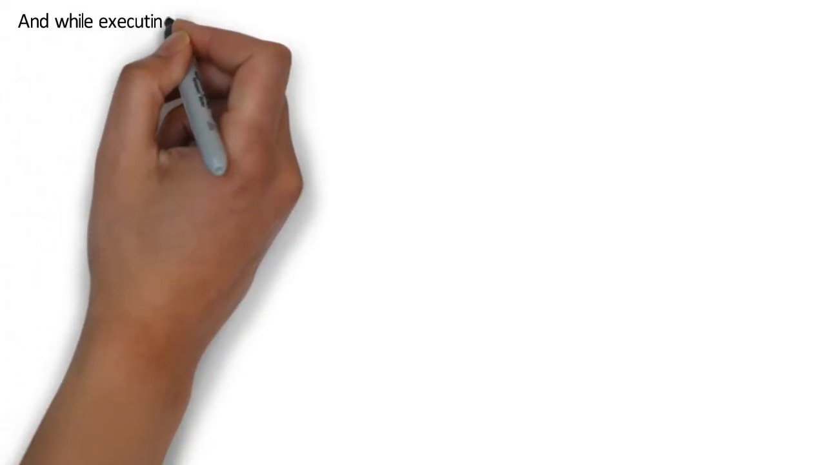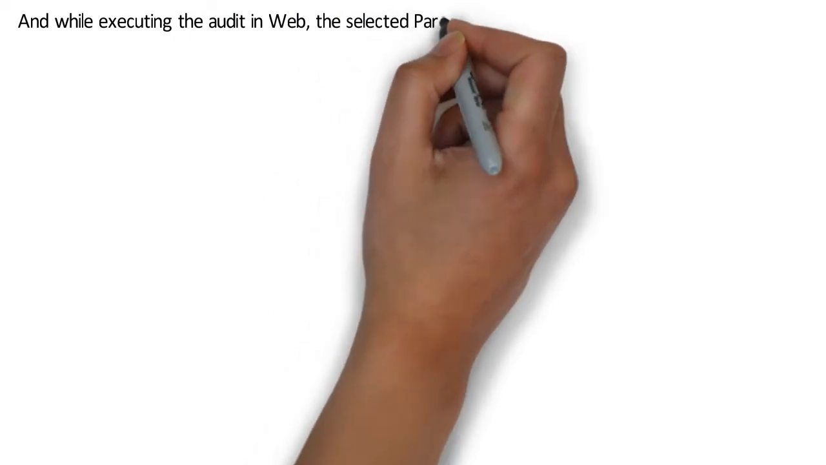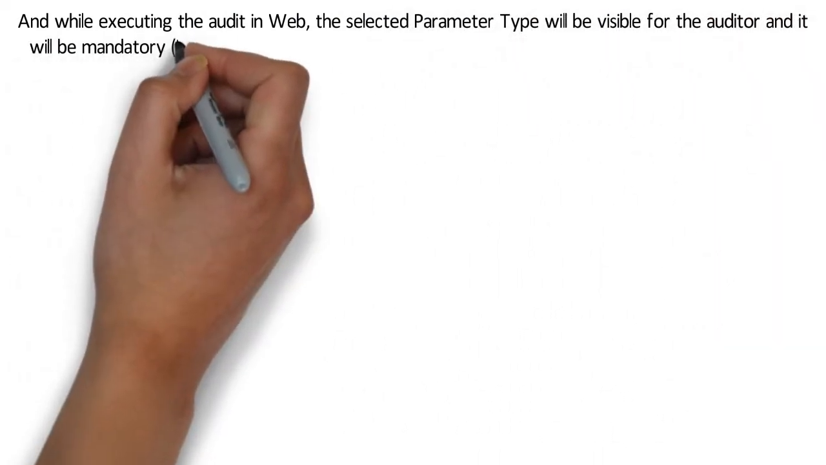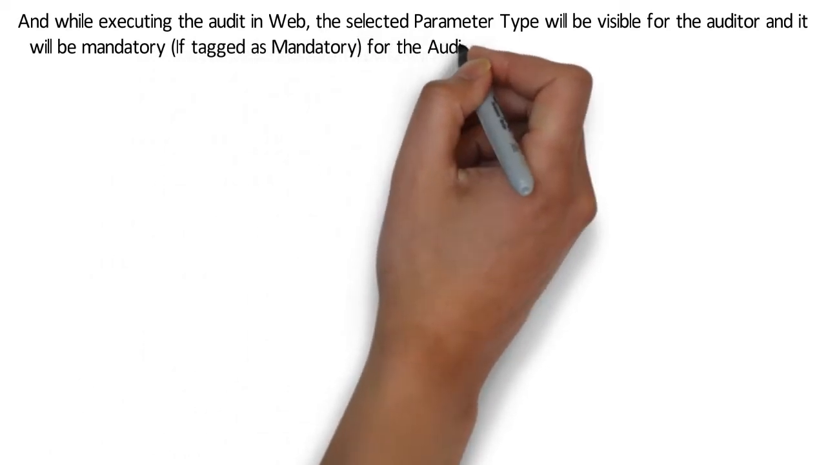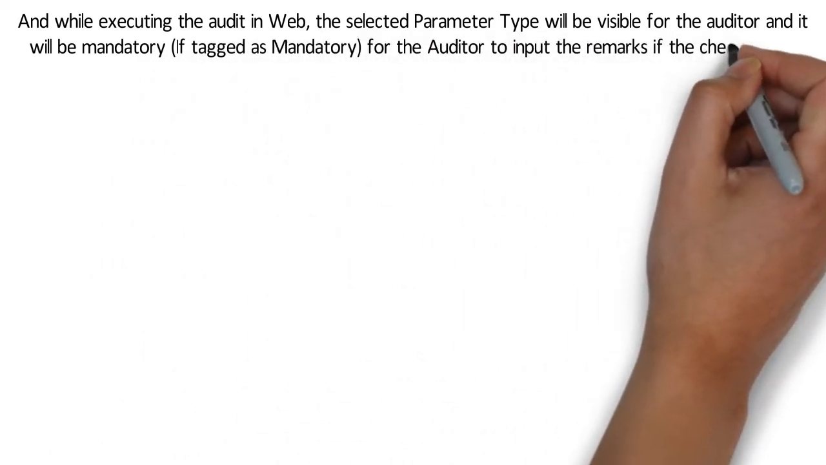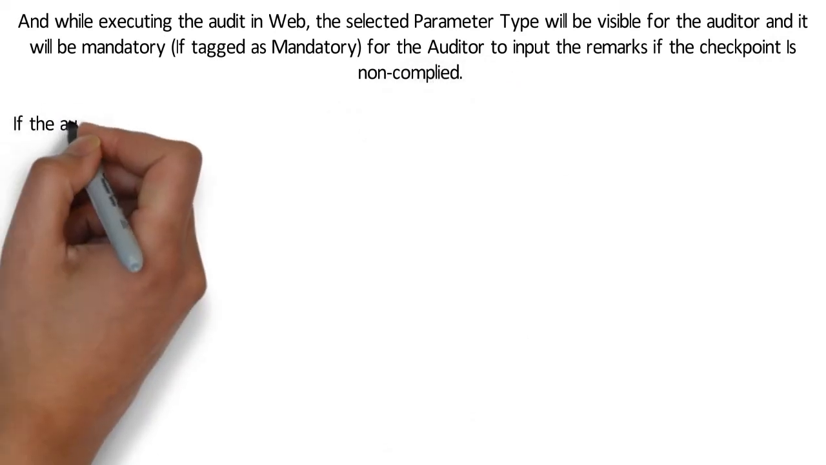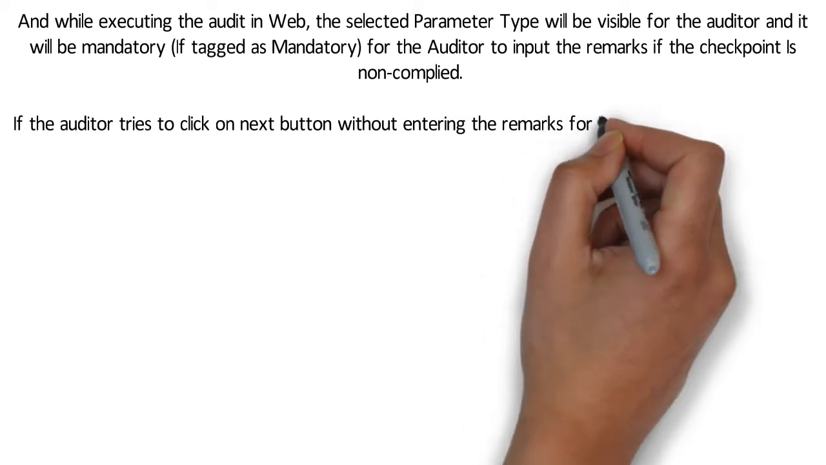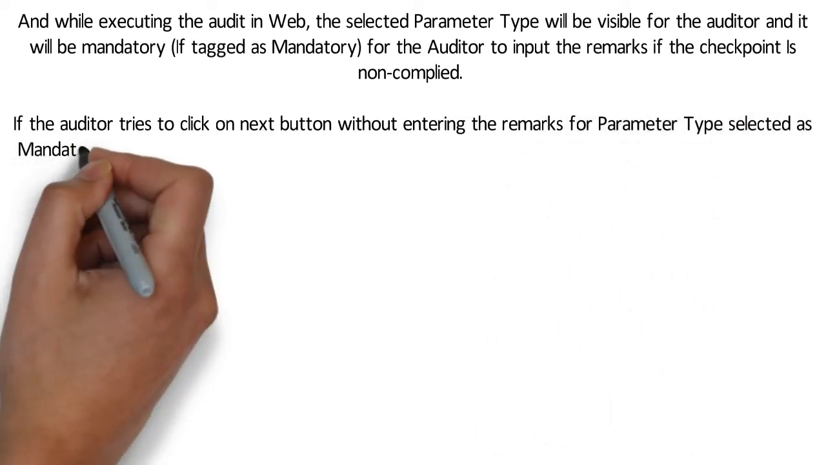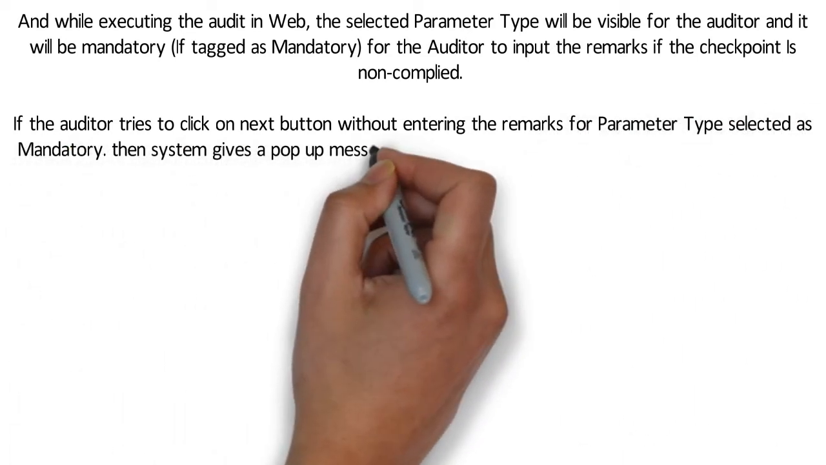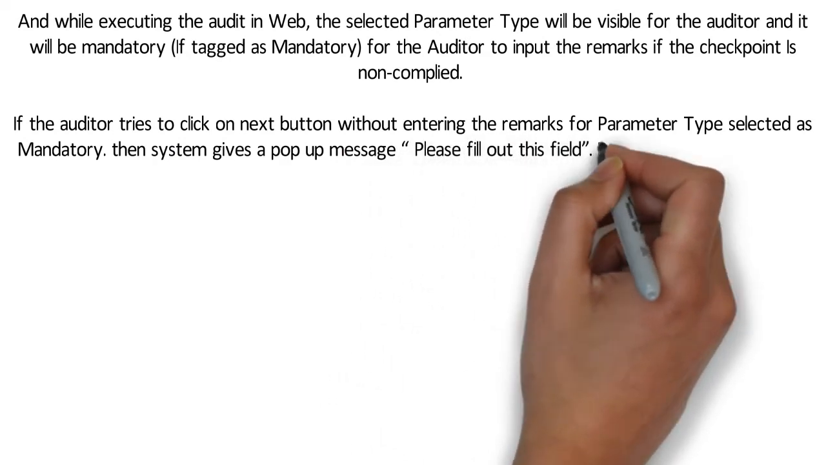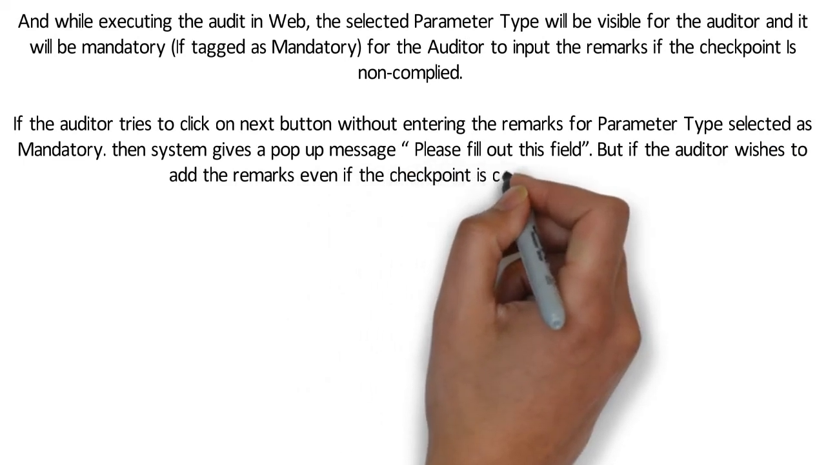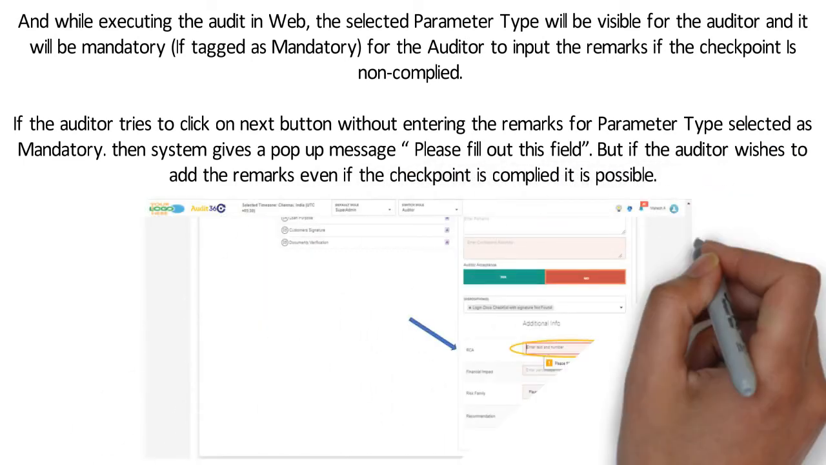While executing the audit in web, the selected parameter type will be visible for the auditor, and it will be mandatory, if tagged as mandatory, for the auditor to input the remarks if the checkpoint is non-complied. If the auditor tries to click on the Next button without entering the remarks for a parameter type selected as mandatory, then the system gives a pop-up message, "Please fill out this field." But if the auditor wishes to add the remarks even if the checkpoint is complied, it is possible.